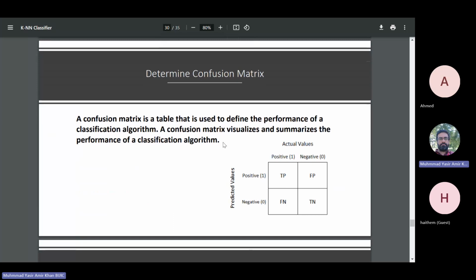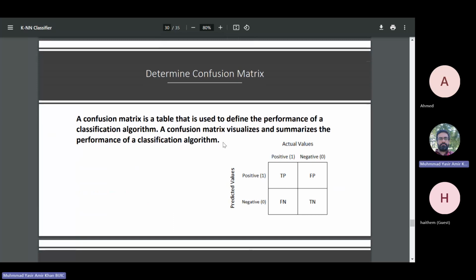And when the alarm is ringing, then the predicted value is one. When the alarm is not ringing, then the predicted value is zero. Got it? So we have this kind of situation. When there is a fire and the alarm is ringing, this means that it's a true positive. The alarm is ringing, it's saying that it's positive, and true positive means that actually there is a fire and it is telling us that yes, there is a fire. We call it true positive.